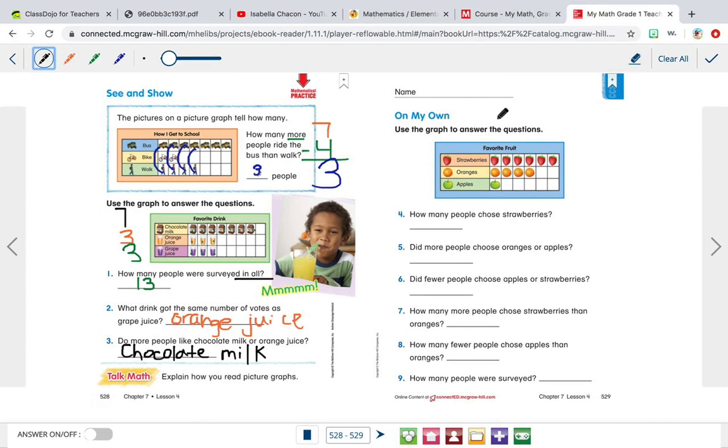Okay, we're back. So the first question is, how many people chose strawberries? So, how many people chose strawberries? So what we're going to do is we're going to count the strawberries.